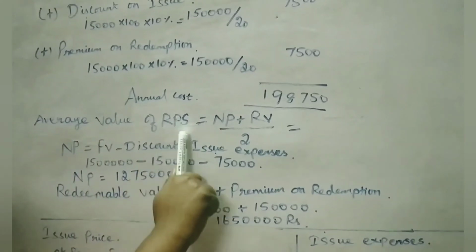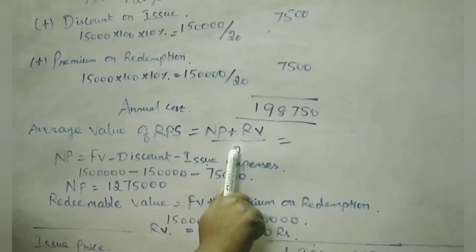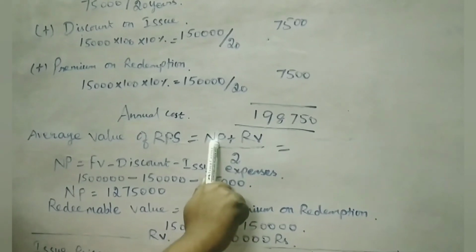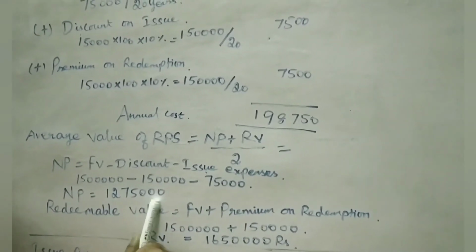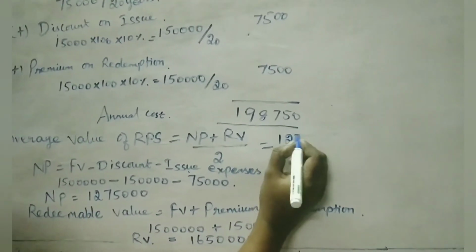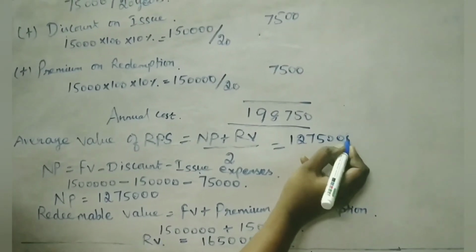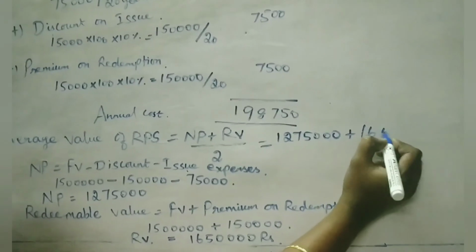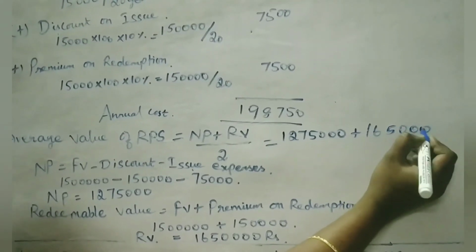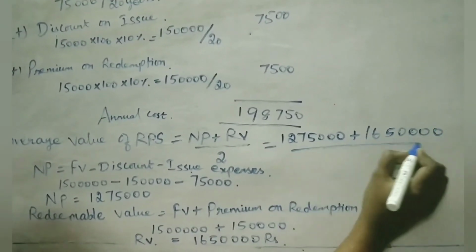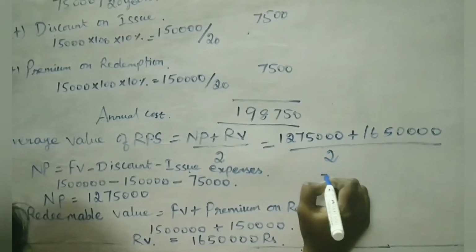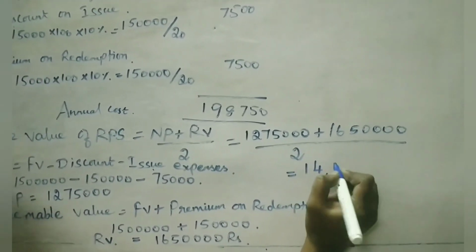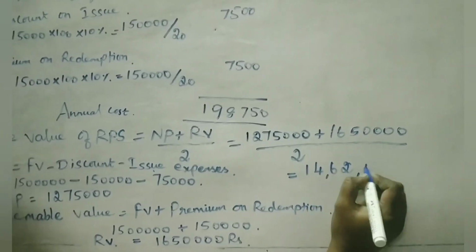Average value of redeemable preference shares is equal to net proceeds plus redeemable value divided by 2. Net proceeds 12,75,000. Redeemable value 16,50,000, divided by 2. Average value is 14,62,500.